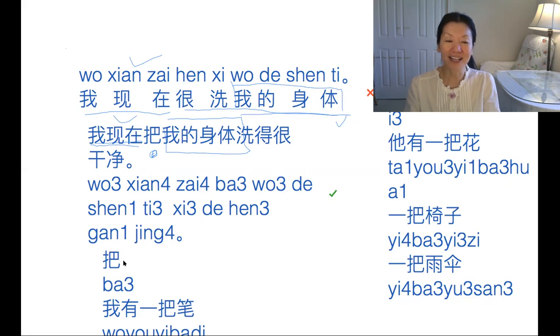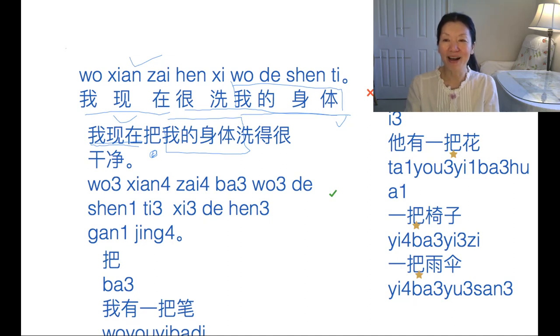So then 把, by itself. Second meaning, 把 is a measure word. For example, 一把, 我有一把笔. 把, measure word. 他有一把花, right? Okay, say 一把椅子, 一把雨伞. In that case, remember 把 comes after a number, before nouns, okay? So in that case, it means measure word.